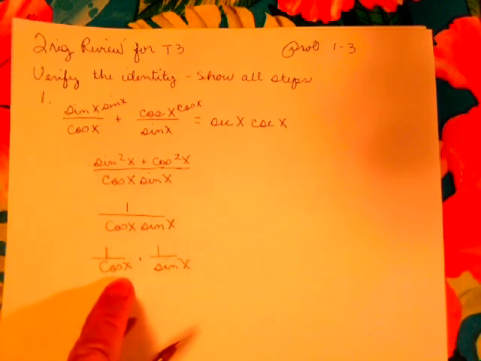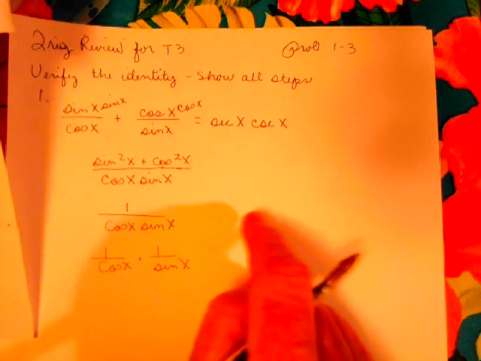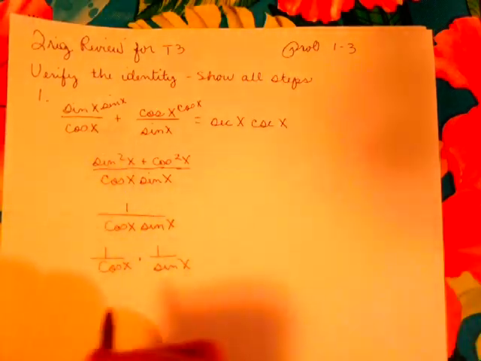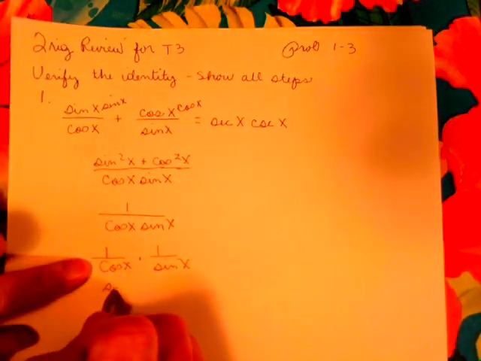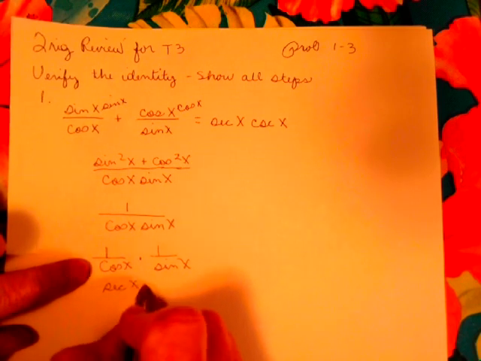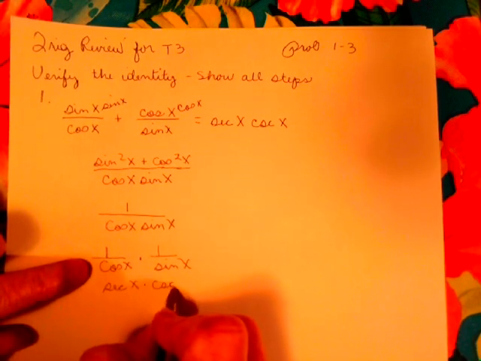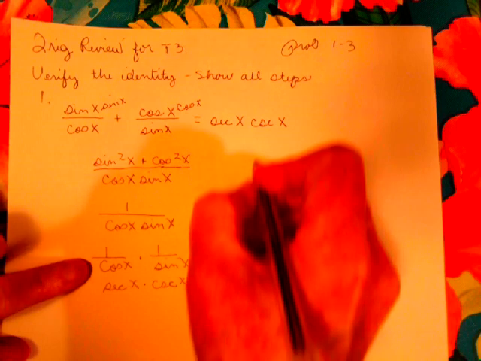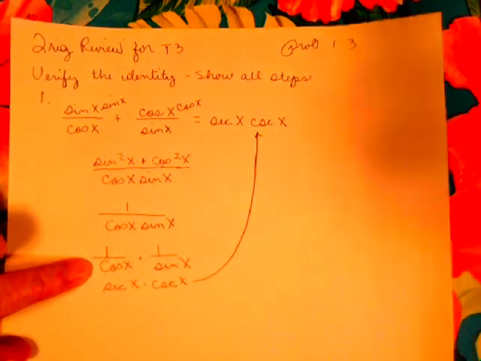We know from the identity sheet that 1 over cosine is secant, and that 1 over sine is cosecant. So we have secant of x times cosecant of x, and we just proved the first identity.